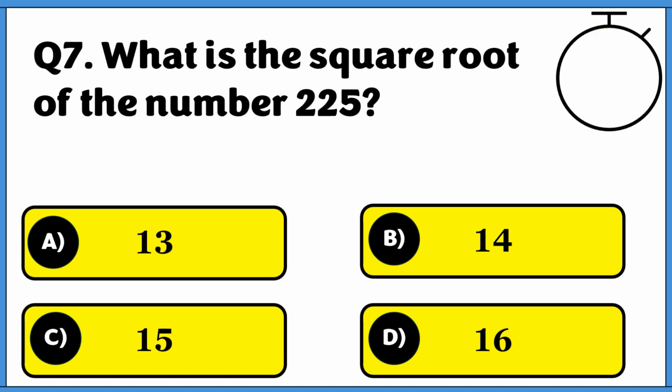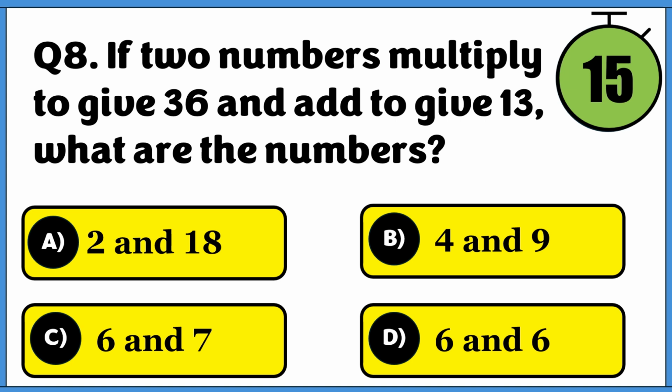The correct answer is C, 15. Question 8. If two numbers multiply to give 36 and add to give 13, what are the numbers? Is it A, 2 and 18, B, 4 and 9, C, 6 and 7, or D, 6 and 6?